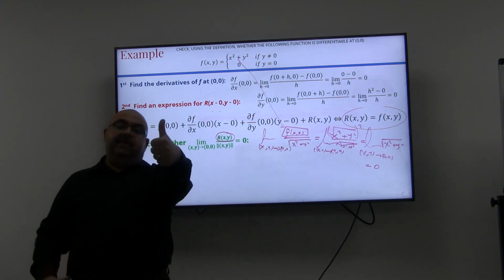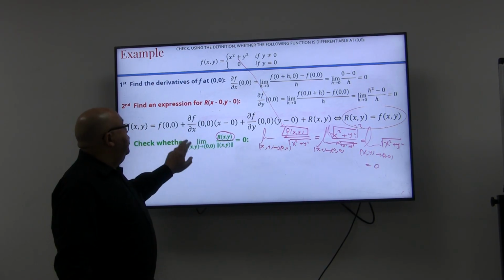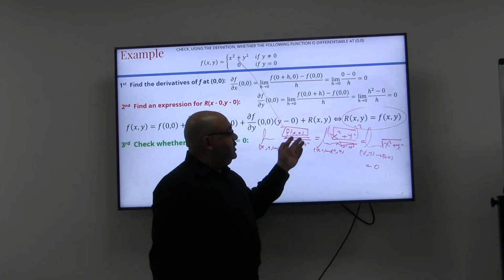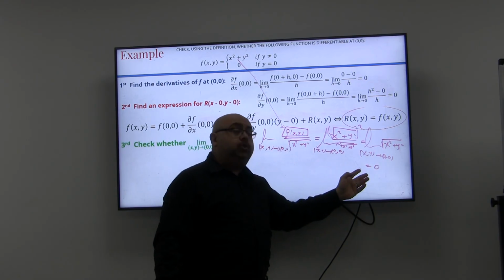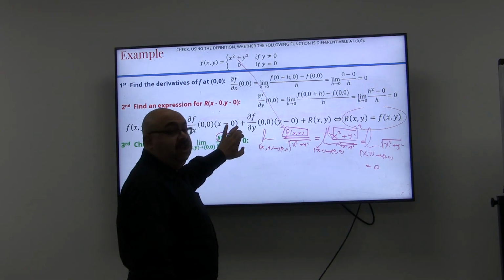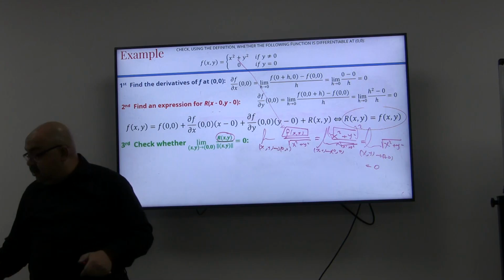Now I have the partial derivatives existing. The check for the remainder term is already applicable once we start substituting, and it is also equal to 0, which means that the remainder term decays to 0. That is, this function is differentiable at the origin.